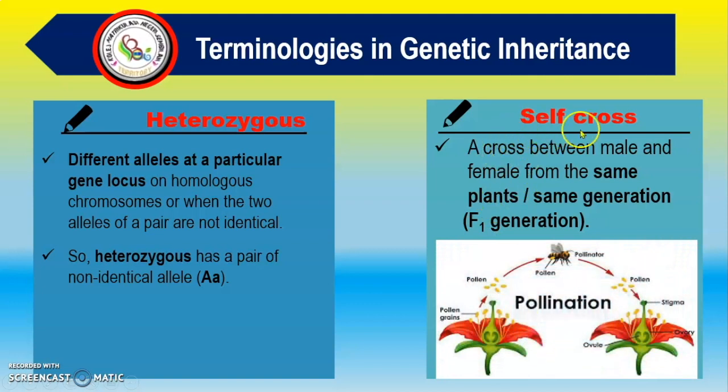Next one is self-cross. Self-cross is a cross between male and female. During cross-pollination, this process can take place in the same flower or a different flower of the same plant.